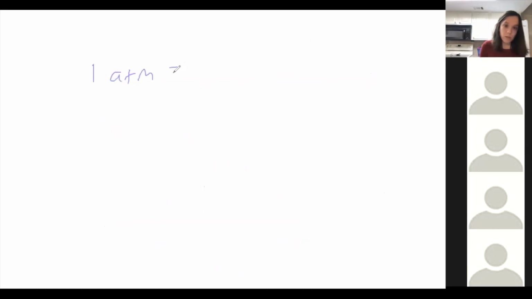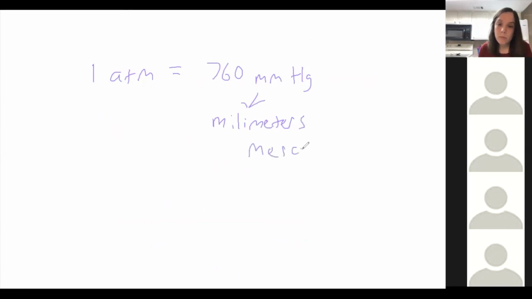Another conversion between atmosphere and another unit. This is millimeters mercury. So Hg is mercury symbol, millimeters. And this is because Torricelli, an Italian scientist, made the first barometer, and he measured air pressure using mercury. And it was 760 millimeters tall of mercury that he used to measure the air pressure. So that's where that comes from.